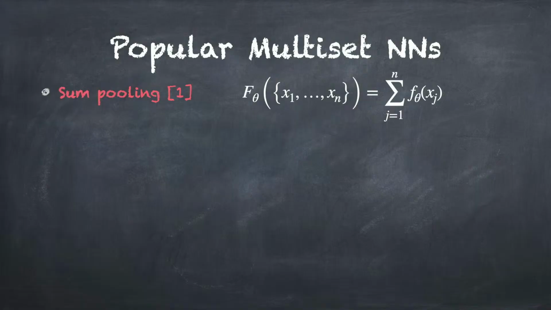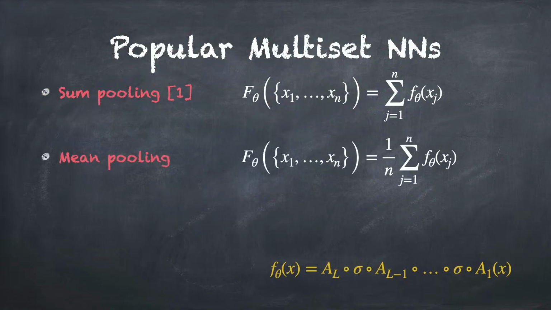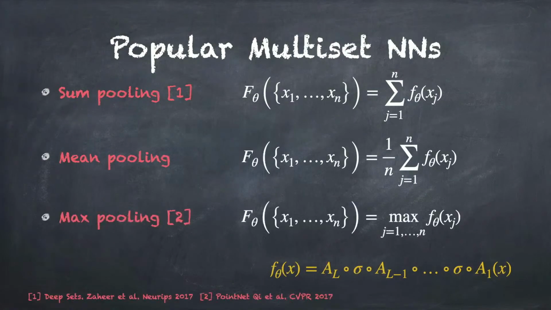So popular ways to aggregate or map multisets to vectors were all discussed here. We want to talk about three. There's sum pooling, where you take some f theta, some MLP, some neural network, and you apply it to all the points and you sum. That's permutation invariant, does not depend on the order. There's mean pooling, there's max pooling. All these things have been discussed, let's say in Soledad's talk and in many other talks.